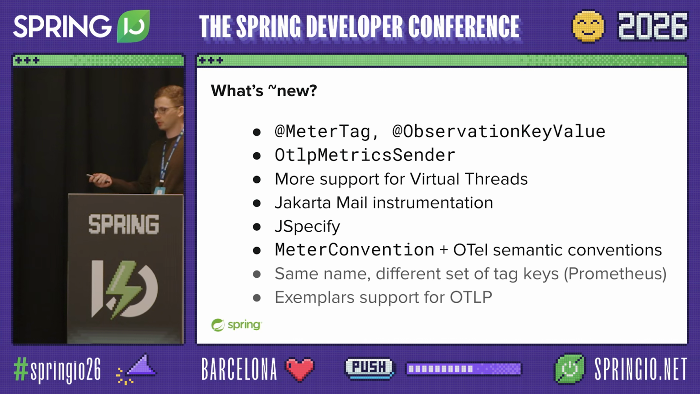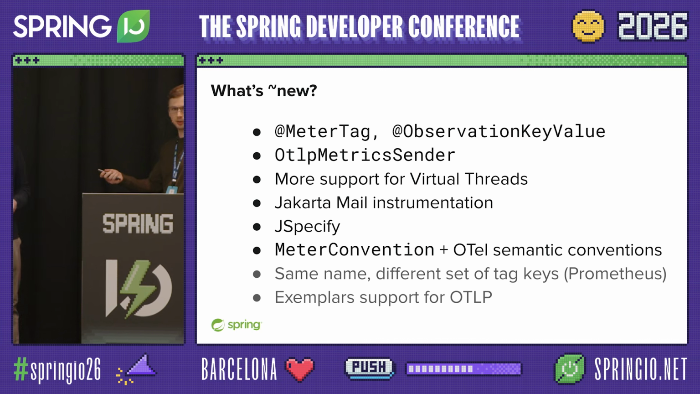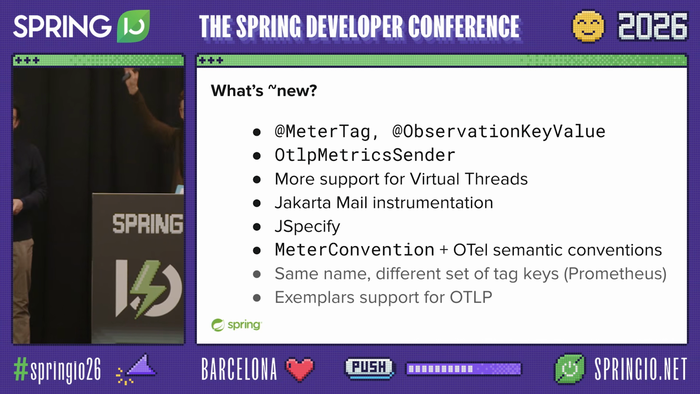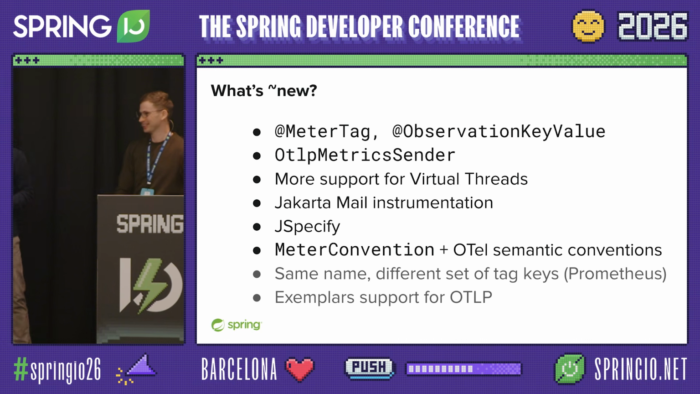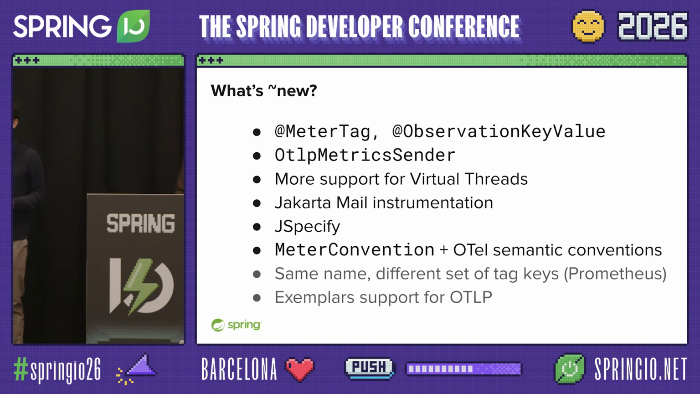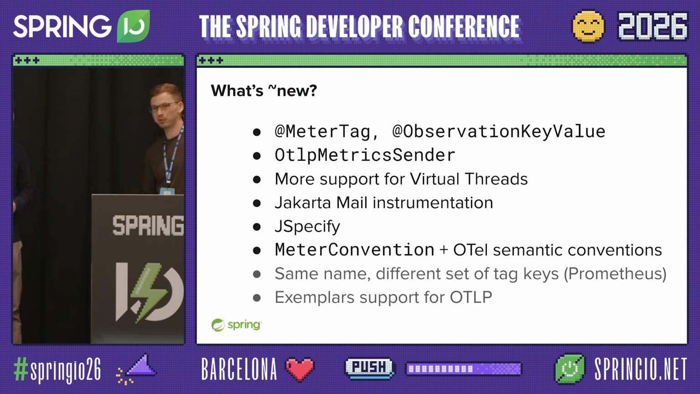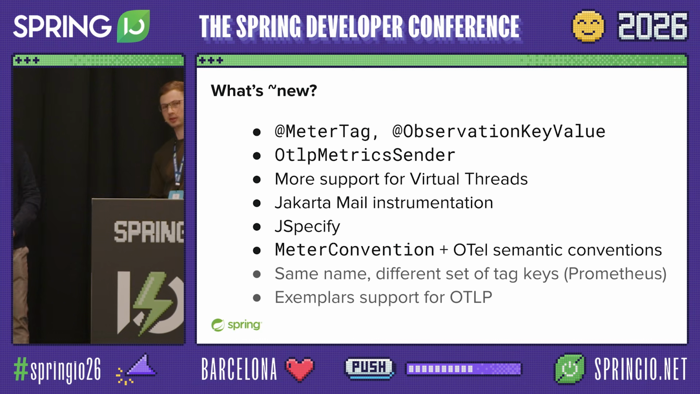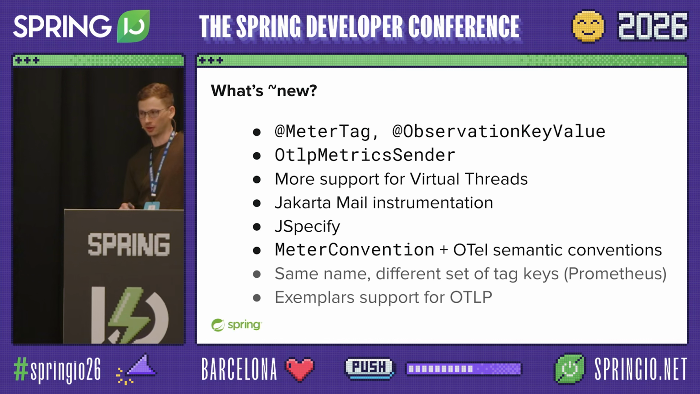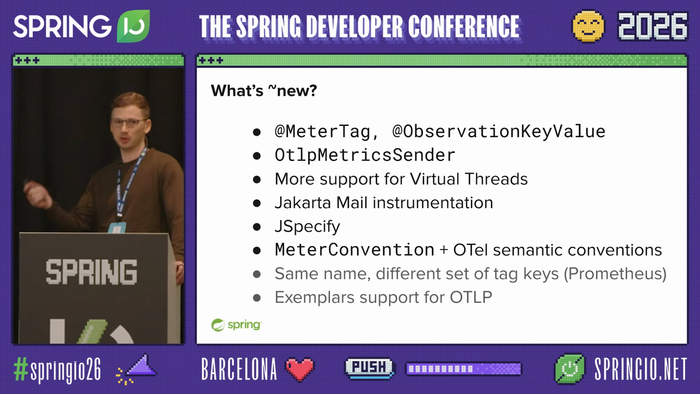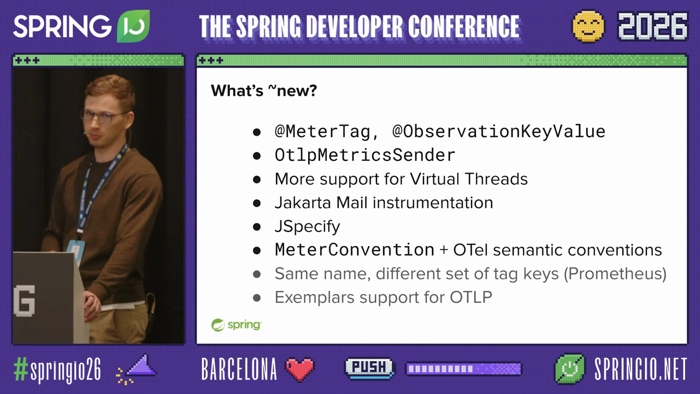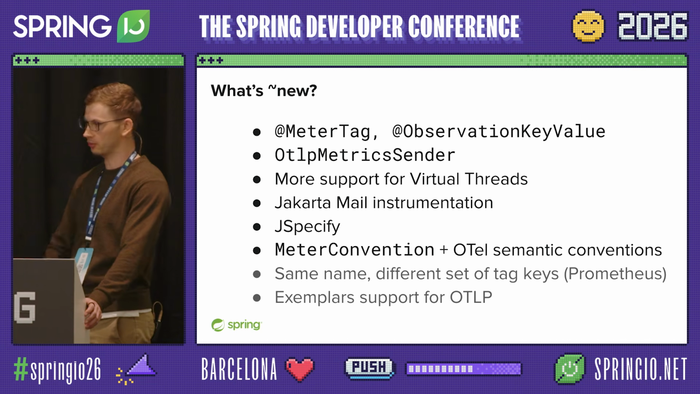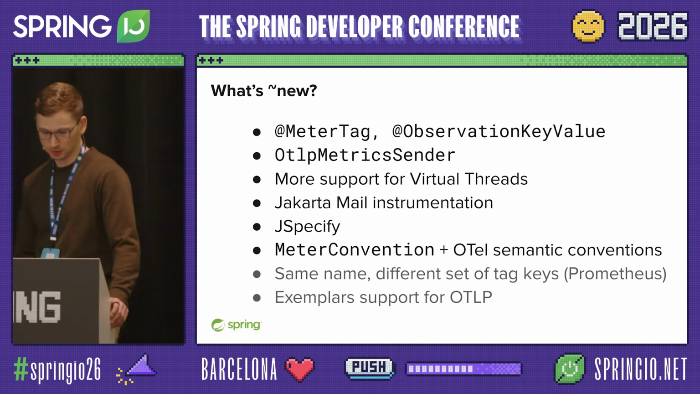So Jonathan demoed exemplars. Who thought that was pretty cool? Is anyone using exemplars in production? Anyone? Thomas, of course, we know. OTLP or Prometheus? Both? So in the demo, we showed Prometheus for the metrics backend. We are adding support for exemplars to the OTLP meter registry. And that's coming up in Boot 4.1, Micrometer 1.17. So that'll be something new.